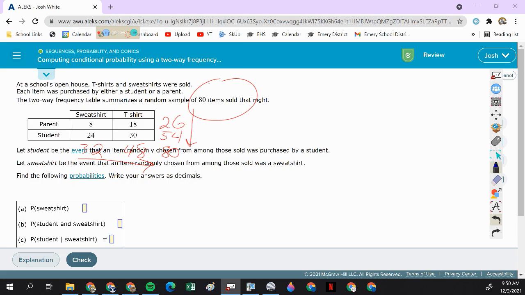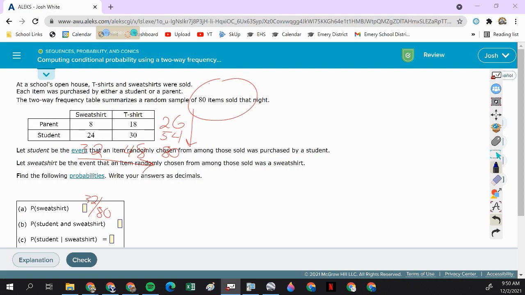So we have lots of questions. What is the probability of randomly picking a sweatshirt? So how many of the total items were sweatshirts? 32 out of, so this would be 32 out of 80. Write your answers as decimals. Okay? 32 out of 80.